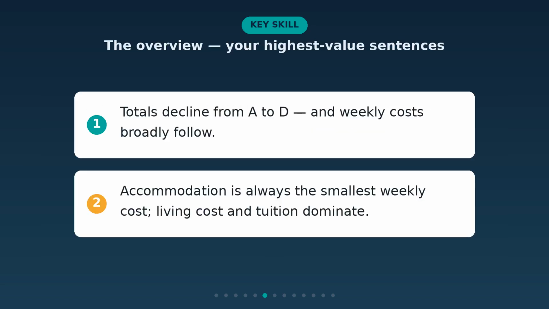The overview is the single most important part of any Task 1. Step back and name the big picture in 1 or 2 sentences. Here, 2 ideas cover it. Totals decline from A to D and the weekly figures broadly follow, and accommodation is always the smallest weekly cost, while living cost and tuition dominate. No fine numbers needed here. That is what the body is for.